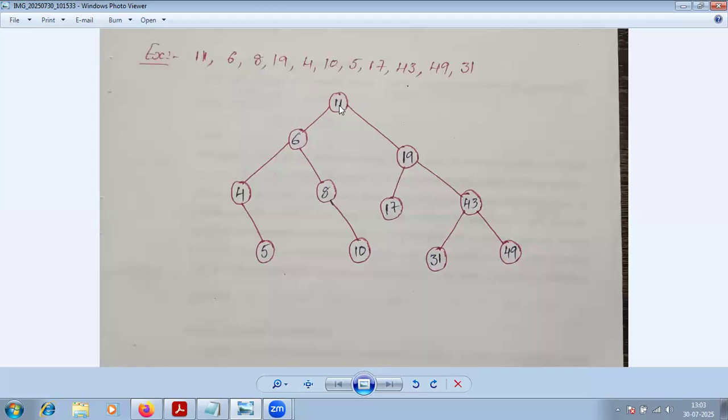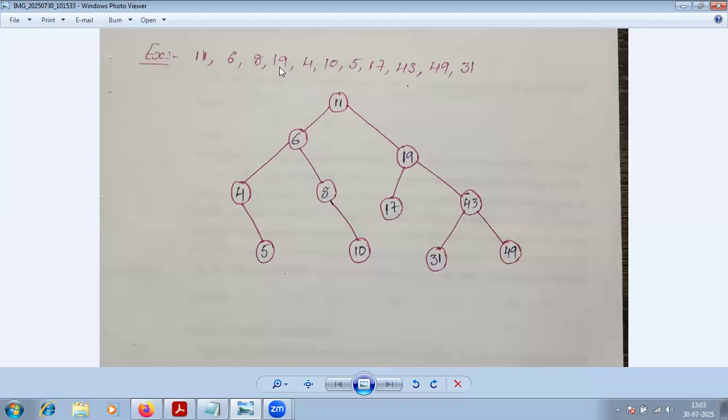8 is less than the root element, so come to the left side. On the left side we have already inserted 6. Now compare 8 with 6. 8 is greater than 6, which is now the root node. So where do we place 8? It is greater than the root node, so it is placed on the right side of that node.